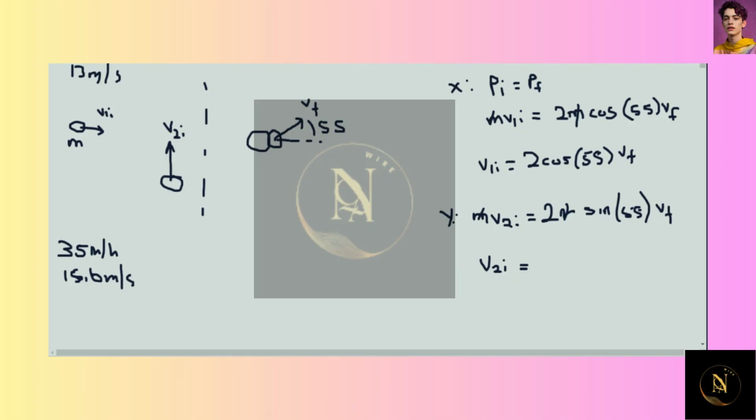That is going to be 2 sine of 55 times the final velocity. So you already have the initial velocity here, so you can go ahead and just find v final, but it's slightly more straightforward to say divide these two equations here, because now we've converted all these equations into some scalar quantities.